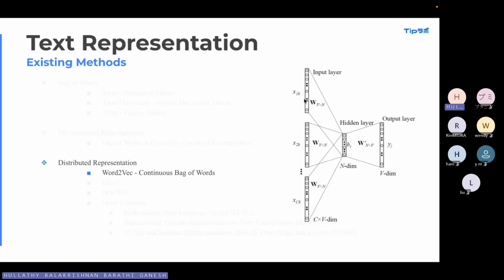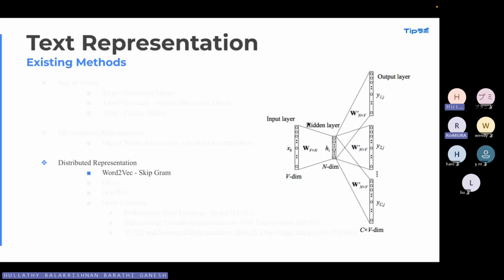Here, if you see, we are passing the context to find a target word. When we do that, these words relate to the target words. This is how the context is built. When we do more hands-on experiments, we'll get a clear picture of this. This is basically called the skipgram model.